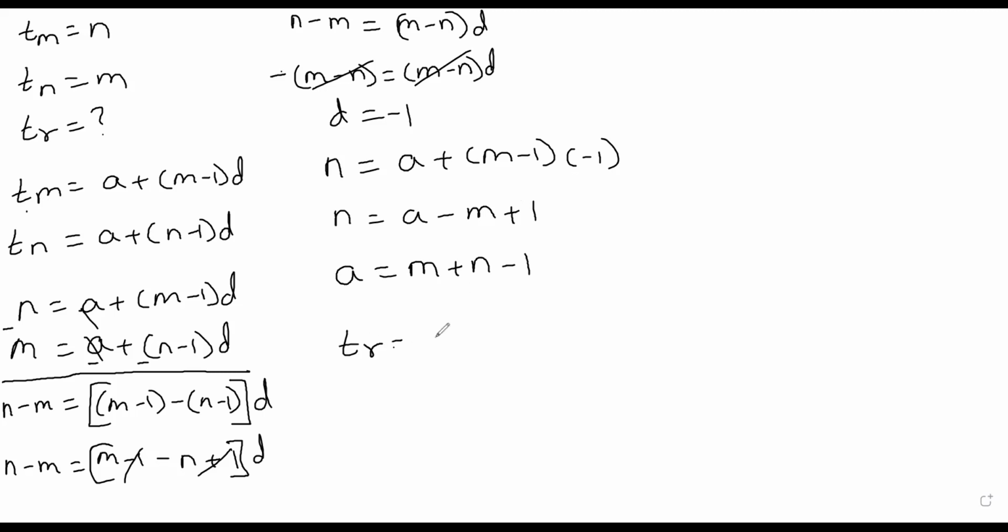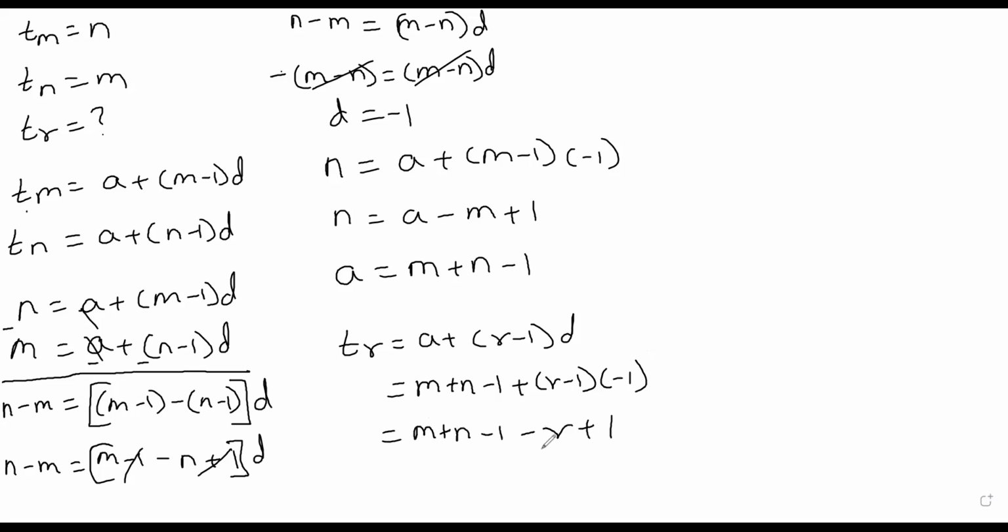Now Tr is A plus (r minus 1)d. So that is m plus n minus 1 plus (r minus 1) into minus 1, which is m plus n minus 1 minus r plus 1. Cancel. So your Tr is m plus n minus r. So this is your answer.